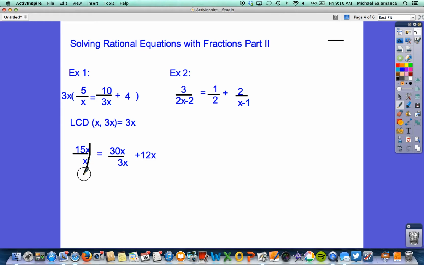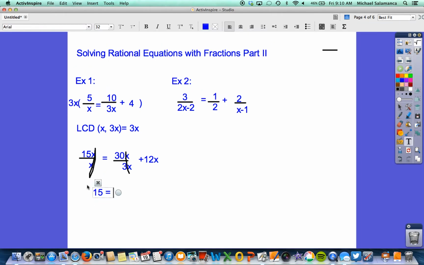So the x's get canceled out, the x's get canceled out here, and then 30 divided by 3 is just 10. So we're left with 15 equals 10 plus 12x. We're going to combine like terms, so we're going to move the constants to the left-hand side. And we're left with 5 equals 12x.